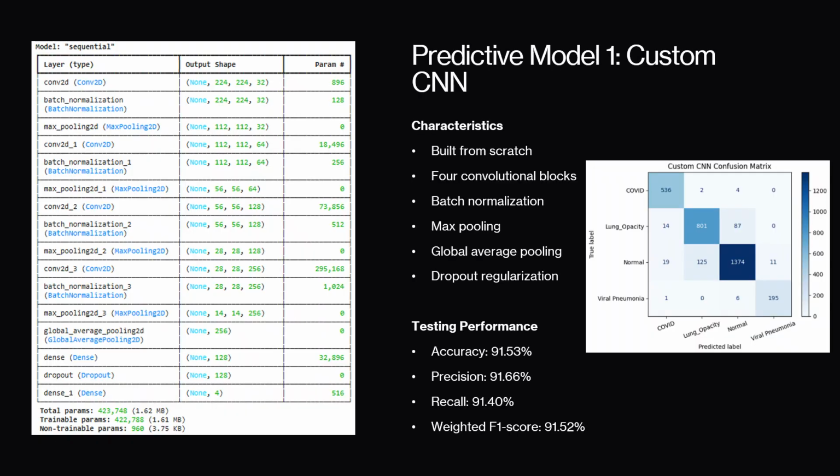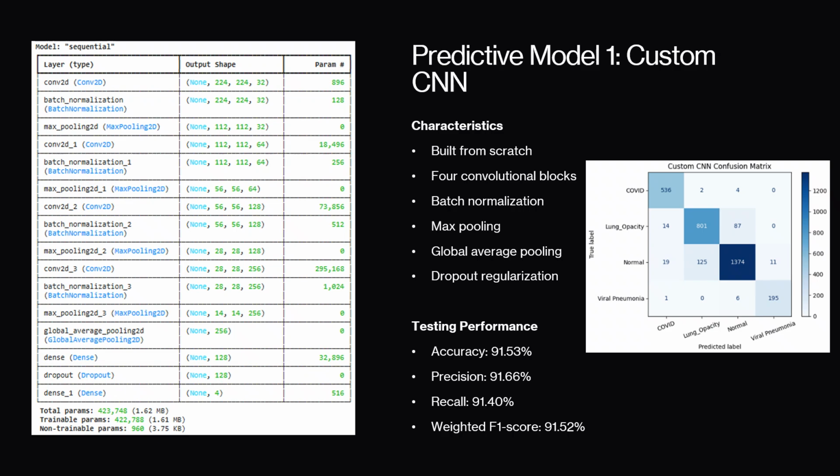The first predictive model developed for this project was a custom CNN designed specifically for classifying respiratory disease from chest X-ray images. Unlike pre-trained networks, every layer within this model learns imaging characteristics directly from the training dataset. The architecture consisted of 4 convolutional blocks with increasing numbers of filters, allowing more complex image features to gradually be extracted.